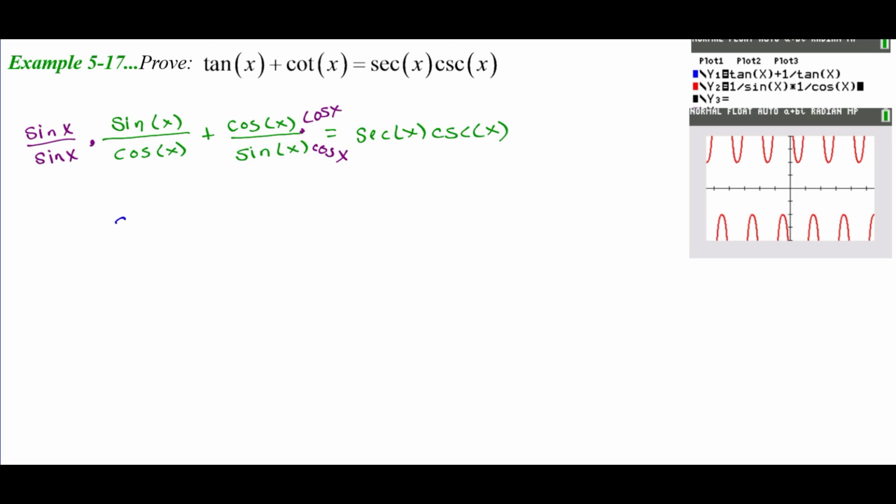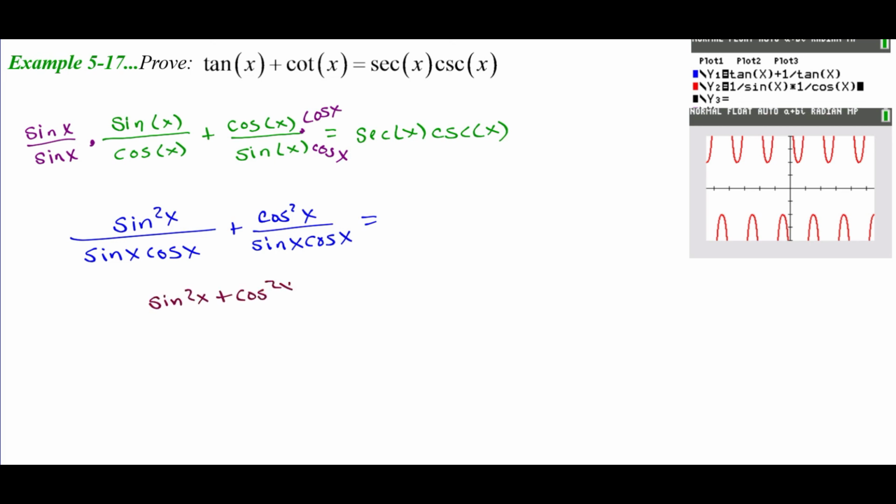Then on this first side, I'm going to get sine squared of x over sine x times cosine x, plus cosine squared x over sine x times cosine x. Again, I'm not going to change the other side. Typically, if we don't change the other side, we just write the equal sign and leave it blank, but you can continue to rewrite it every time if you want. Now on the left side, I have two fractions with a common denominator, so I can combine them. So now I'm going to get sine squared x plus cosine squared x over my common denominator, which is sine x times cosine x. Again, I'm not changing the other side.